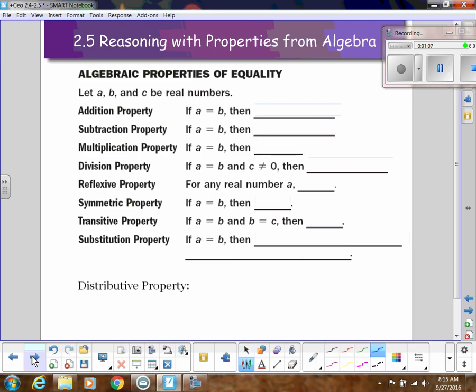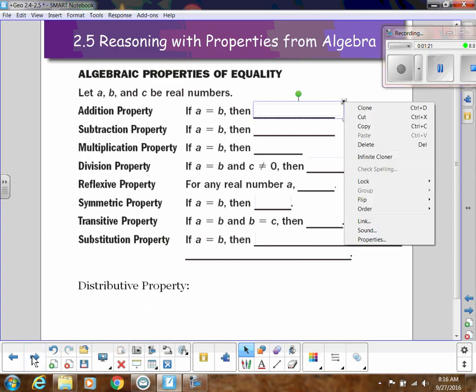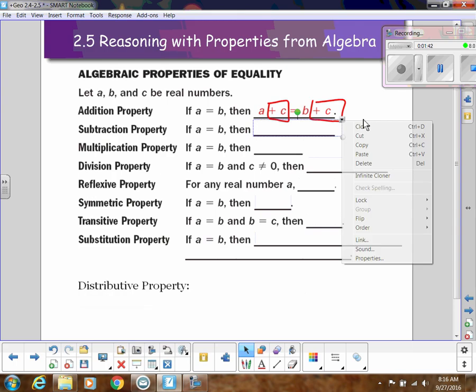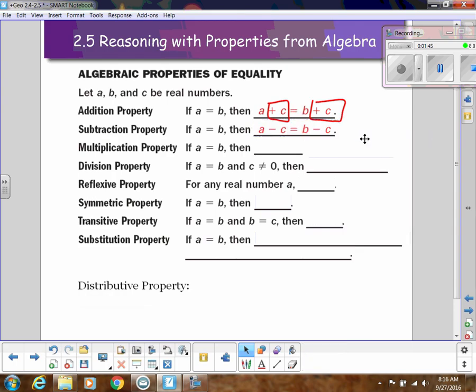Okay, so the first one is the addition property of equality. And that says that if we have two numbers, a equals b, or anything equal on each side, then I can have a plus c equals b plus c. Notice that all we did was add the same thing on both sides of the equation. All right, so we've done that before, right? You've done that all the time when you're solving equations. And then we have the subtraction property, so that's going to be very similar to the addition property, except now we're going to subtract c on both sides.